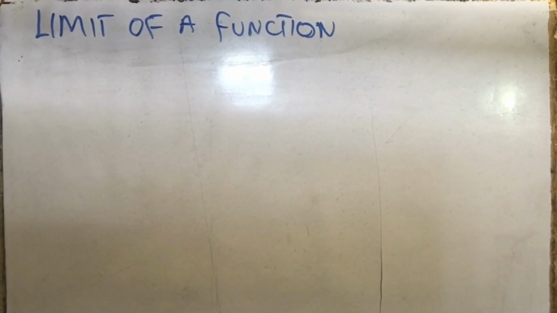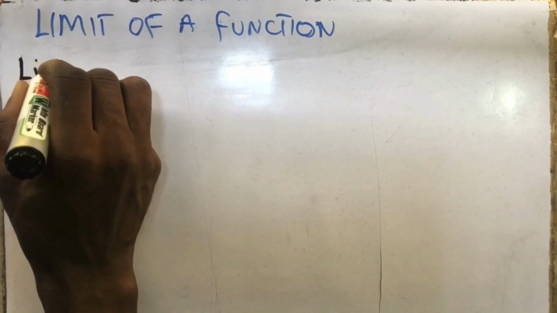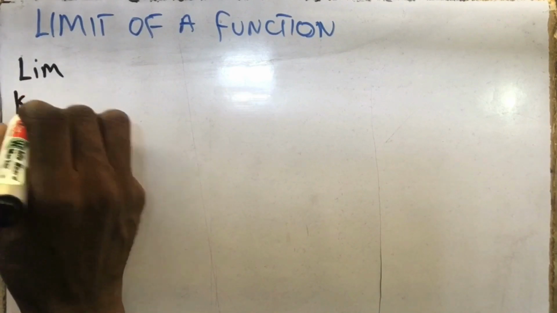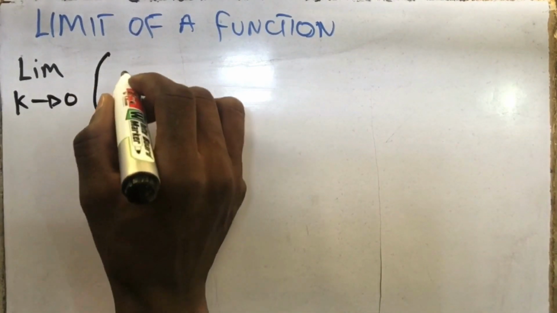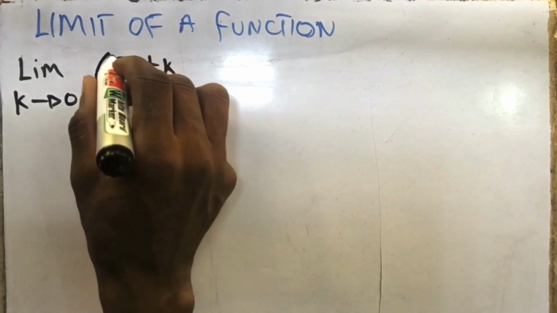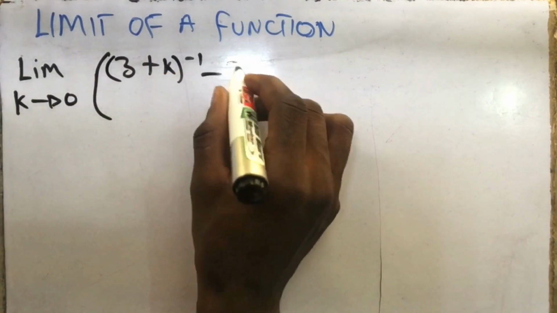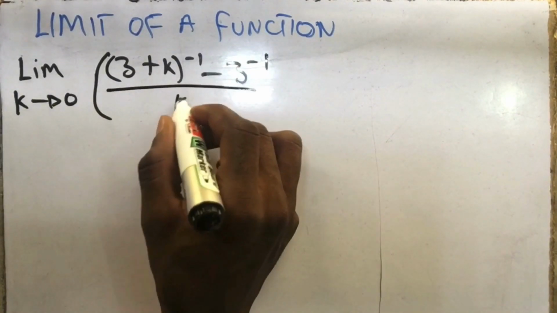I'll give you 1 minute. Feel free to pause this video and solve this question on your own. Find the limit as k approaches 0 of the function (3 plus k) raised to the power minus 1, minus 3 raised to the power minus 1, all over k.